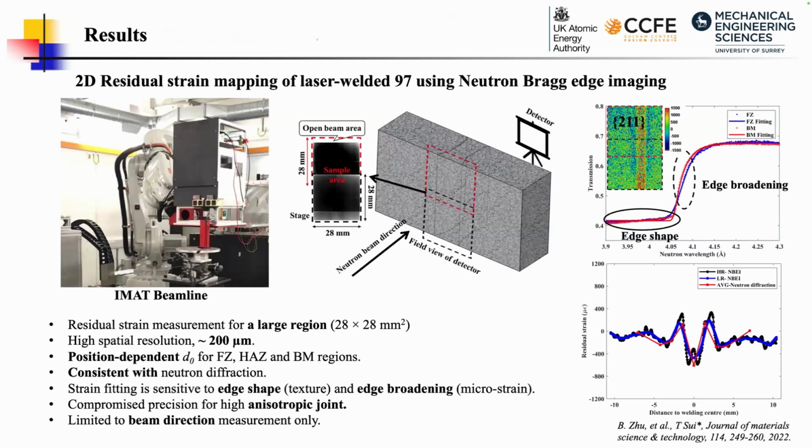And we also apply the imaging technique to apply the position-dependent D0 value to this map, so it can accurately characterize the residual stress distribution. And we also correlate the Bragg imaging results with the neutron diffraction, and at the bottom right corner, we can see the results are in quite good consistency between the 2 techniques. But this technique also has some drawbacks, especially for materials with high textures.